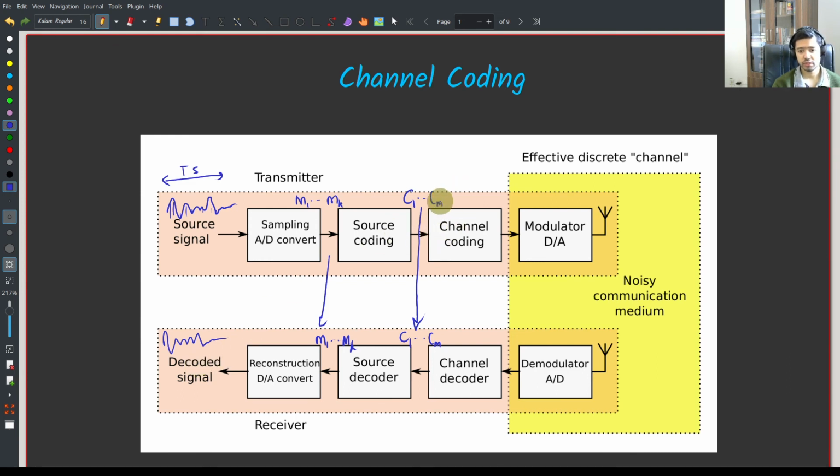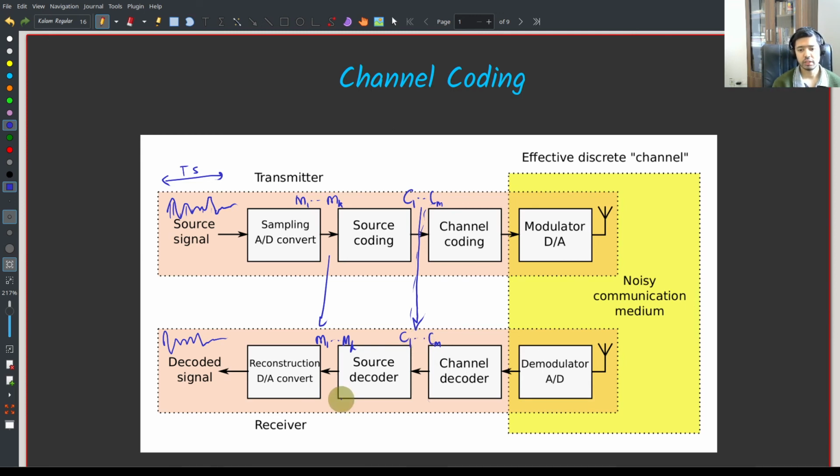So our focus now will be this particular block. You have done sampling, A to D conversion and compression. So at the output of the source coding block, you have a sequence of m bits, and somehow you need to send these m bits across a noisy communication medium such that at the end you can recover these m bits reliably.